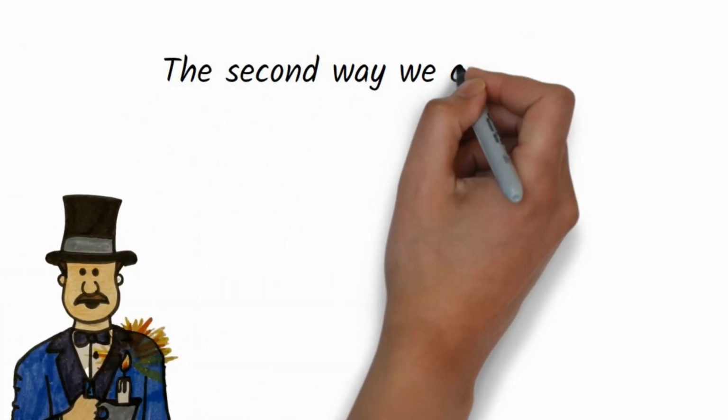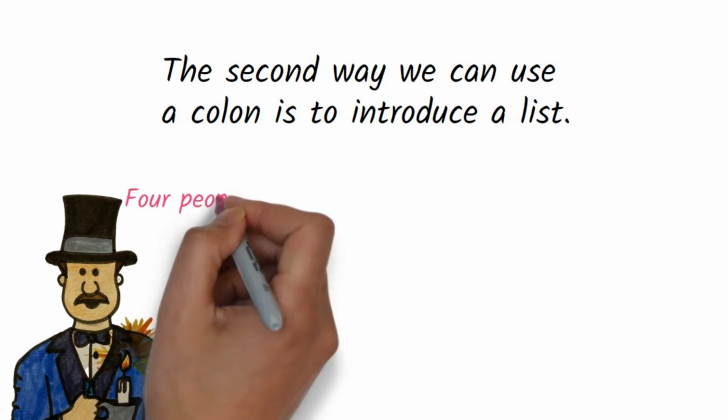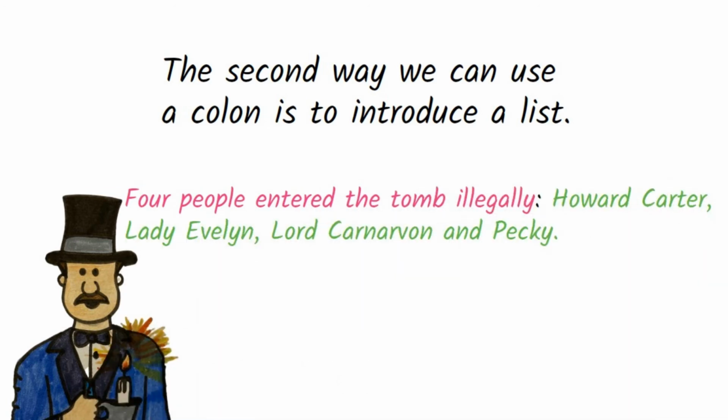Now we're going to have a look at another way we can use a colon. We can use a colon to introduce a list. Four people entered the tomb illegally: Howard Carter, Lady Evelyn, Lord Carnarvon and Pecky. Notice in pink we still have a main clause, and this is really important. Before the colon, we must have a main clause. It must make sense on its own. Four people entered the tomb illegally, colon, and then you list the people.